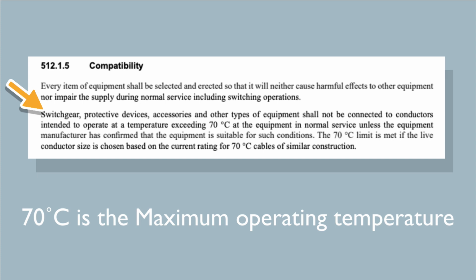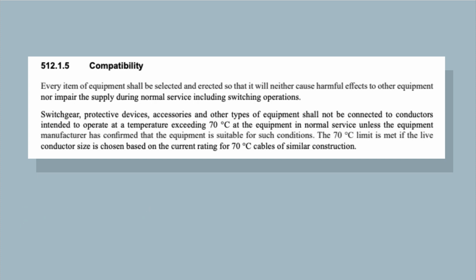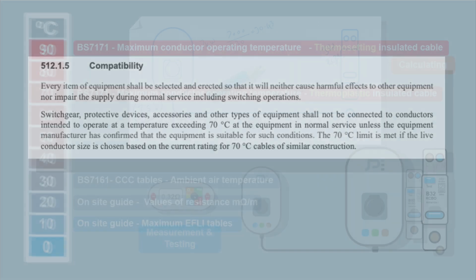Switchgear, protected devices, accessories and other types of equipment shall not be connected to conductors intended to operate at temperatures exceeding 70 degrees C at the equipment in normal service, unless the equipment manufacturers have confirmed that the equipment is suitable for use in such conditions. The regs do go on to say we can use 90 degree cable, but only if we do our calculations to 70 degrees C. Our MCBs, our switches, our sockets, they're all rated for 70 degrees, not 90.